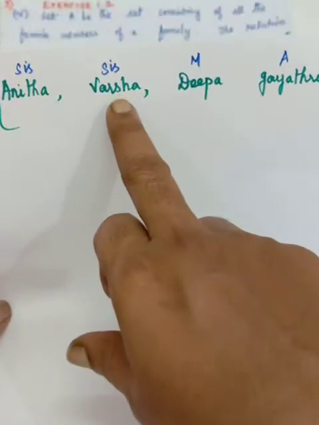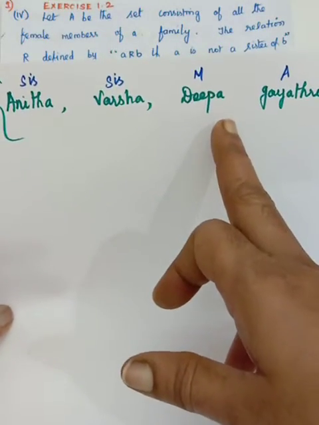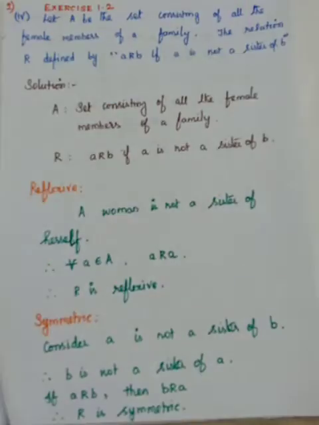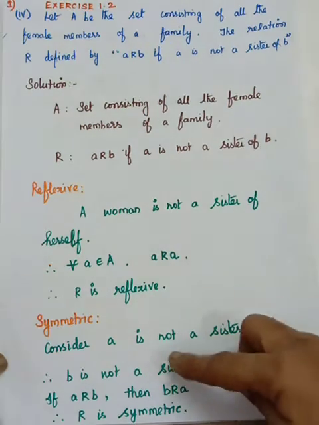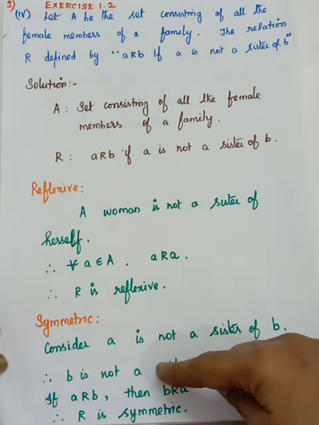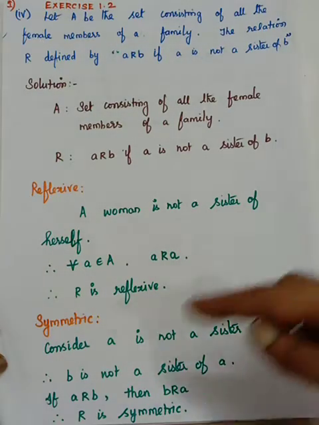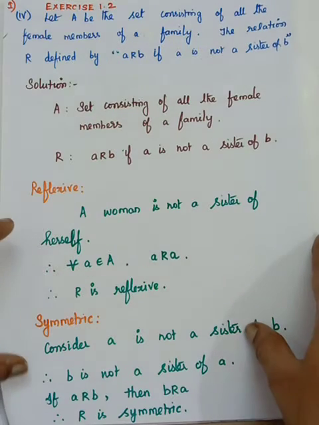So you consider Varsha and Deepa. Varsha is not a sister of Deepa because Deepa is her mother. So Deepa is not a sister of Varsha. So A is not a sister of B implies B is not a sister of A for that set. A is not a sister of B means A is related to B. So what we got here, B is not a sister of A. So B is related to A. So if A is related to B, then B is related to A. So if the condition is satisfied, R is symmetric.